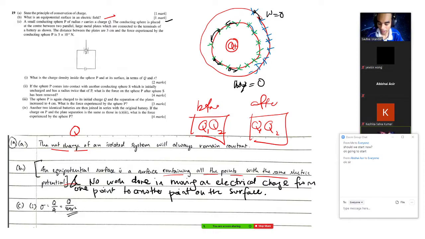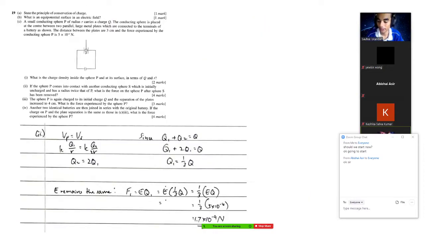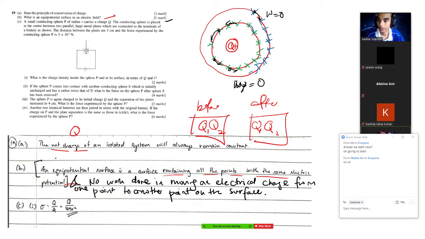Okay, C1. A small conducting sphere P with radius R carries a charge Q. The conducting sphere is placed at the center between two parallel metal plates connected to the terminals of a battery as shown. The distance between the plates is 3 cm and the force experienced by the conducting sphere is 5 times 10 power negative 4. What is the charge density inside the sphere and on the surface, in terms of Q and R?